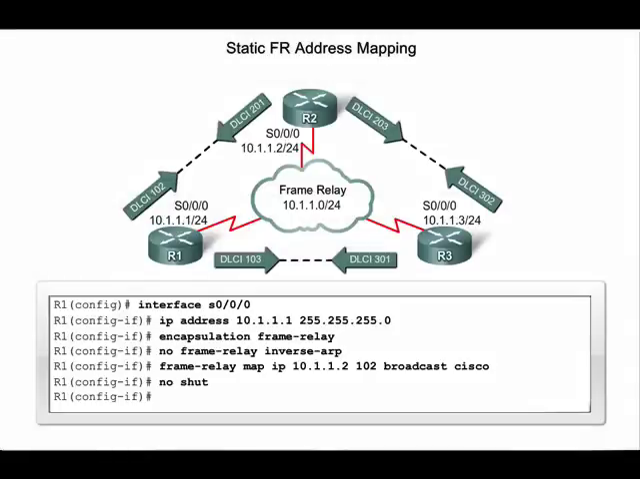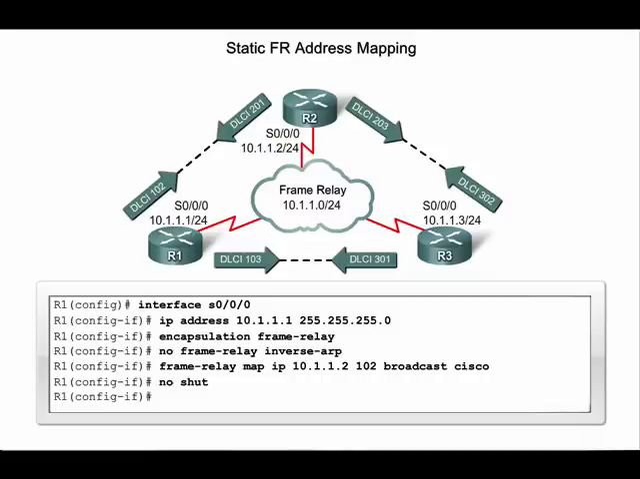The network administrator can choose to override dynamic inverse ARP mapping by supplying a manual static mapping for the next hop protocol address to a local DLCI. An example of using static address mapping is a situation in which the router at the other side of the Frame relay network does not support dynamic inverse ARP.